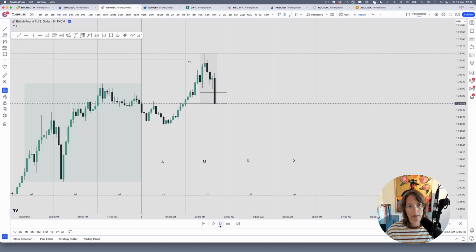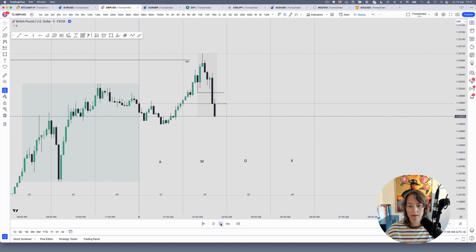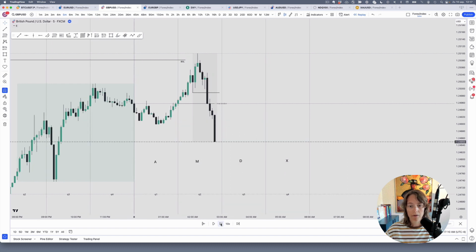And that's what it did over here. So we're still in London kill zone. It manipulated up, took the buy side. We're in the second quarter. It displaced down right now and created a really nice fair value gap with the displacement.